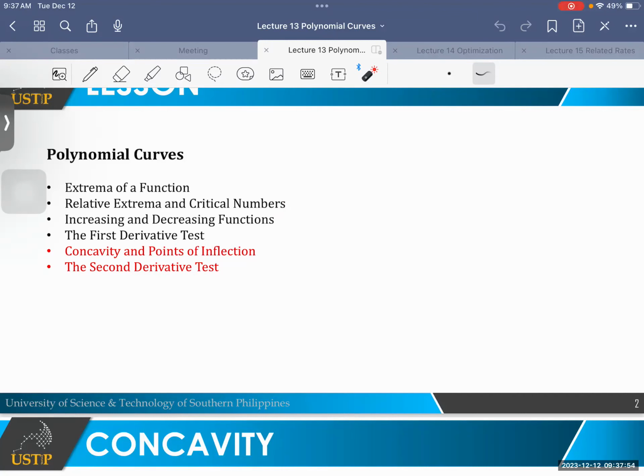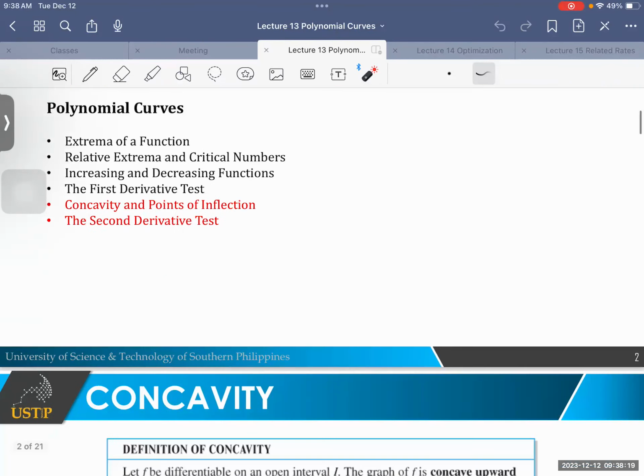You can also use the first derivative test to determine where the function is increasing or decreasing, and then finally we can see what the graph looks like. Is it concave upward or concave downward for this part of the interval? Okay? So that is all of it, right? Okay, so what is concavity, by the way?